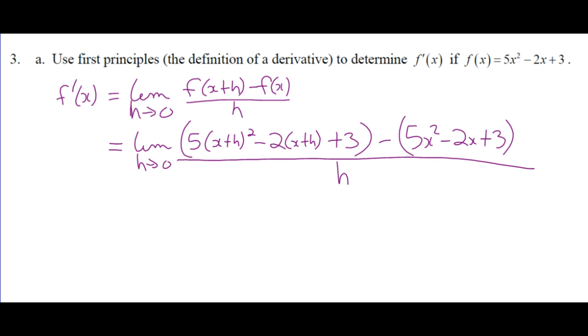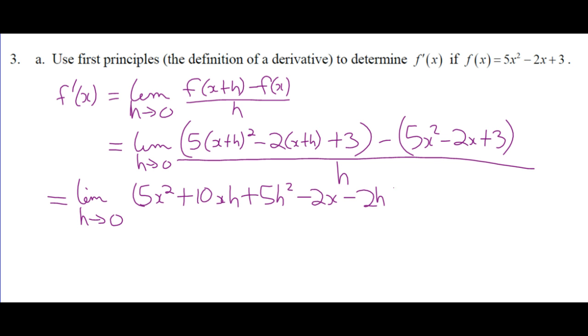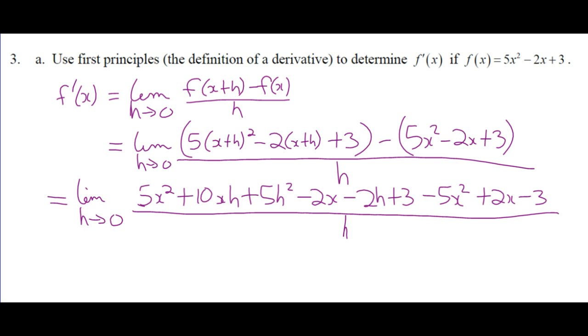Okay, and so now we expand that and collect terms. Go ahead, start expanding, collecting, multiplying. So what is that? It's going to be 5x squared plus 10xh plus 5h squared, minus 2x minus 2h plus 3 minus 5x squared plus 2x minus 3, over h. Please correct me when I make mistakes.